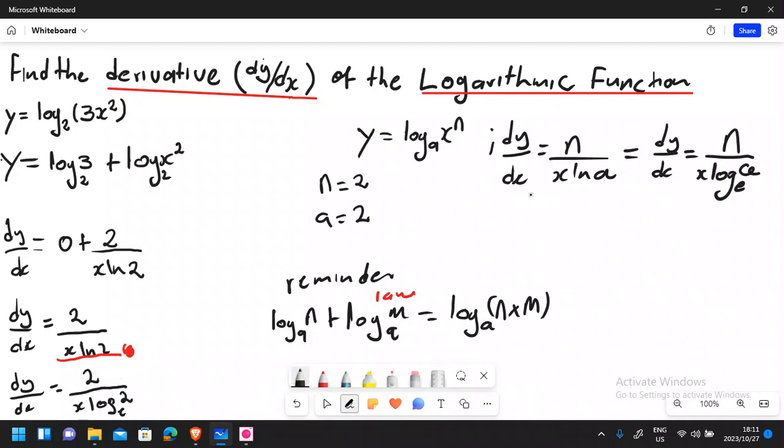All right, guys, I hope you understood this one. There was a lot of information that I needed to remind you, just like this law here, and also that this term here is actually a constant. I hope you managed to see that. And then we're only deriving this second term here.